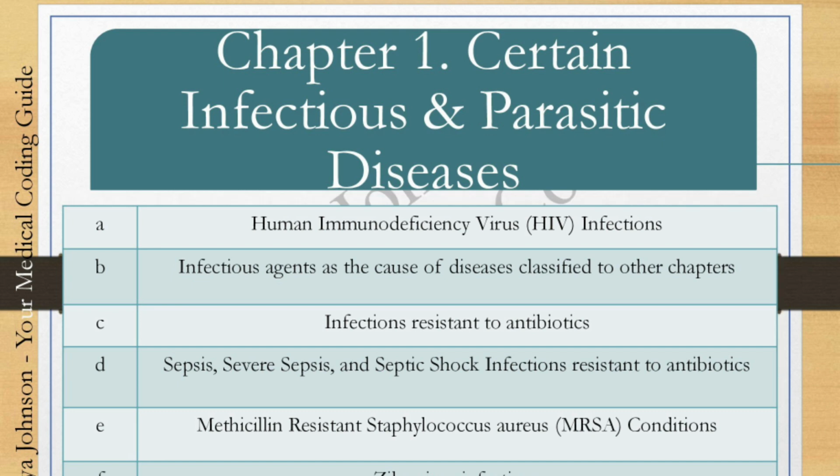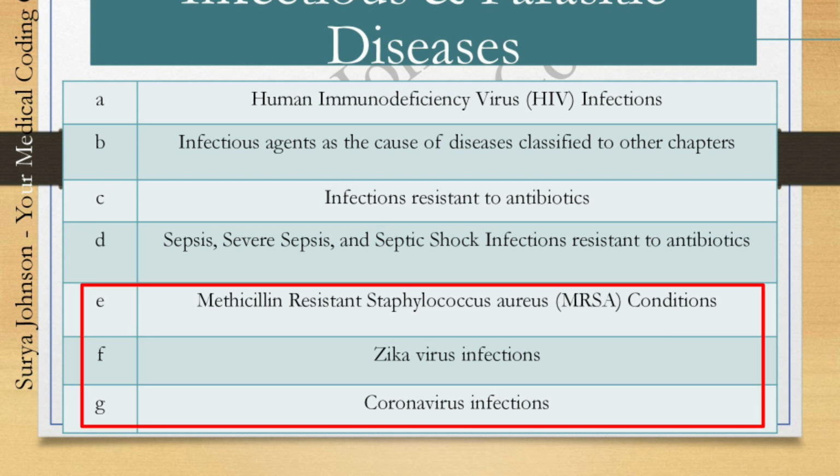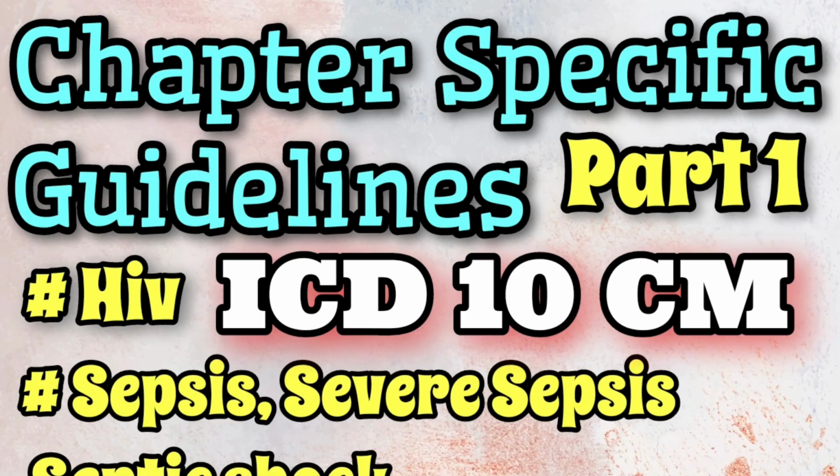As a continuation of chapter 1, certain infectious and parasitic diseases, we will see the remaining MRSA condition, that is the methicillin resistant Staphylococcus aureus conditions, Zika virus infections, and coronavirus infections. If you have not watched my previous ICD-10-CM guidelines, I'll put a link in the description box below and also somewhere here, so you can watch that first and then come to this guideline as a continuation.